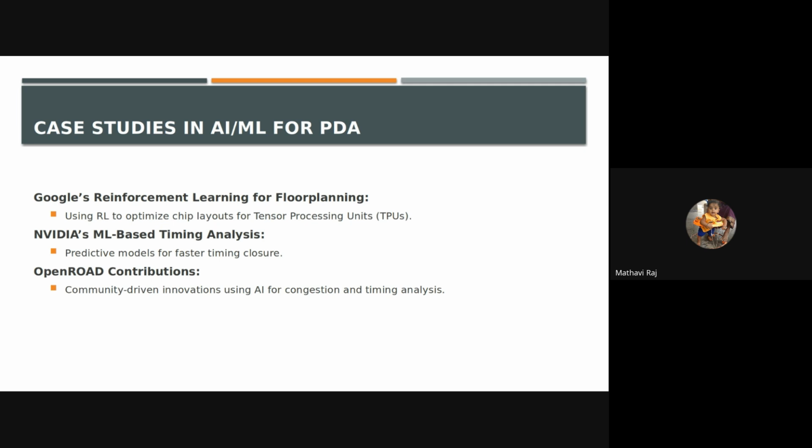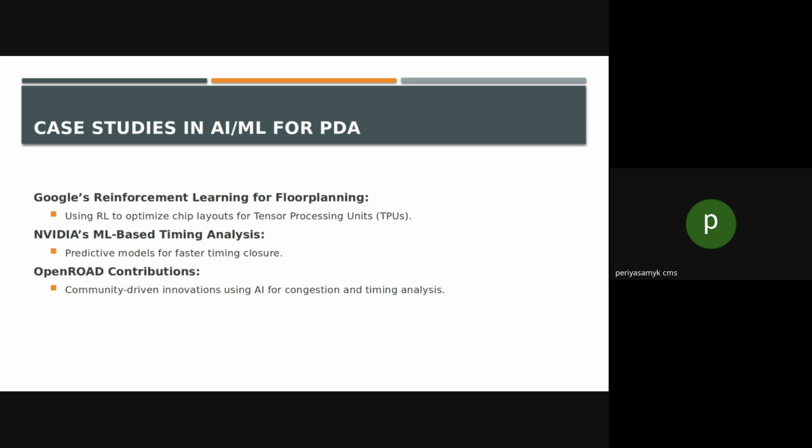OpenROAD contribution. OpenROAD is an open source project aimed at providing a fully automated RTL to GDS flow, which integrates AI and ML for various tasks, including routing, placement, and congestion analysis. AI-driven algorithms are used in OpenROAD to tackle challenges such as congestion, which occurs when the layout becomes too dense, leading to poor performance and manufacturability.